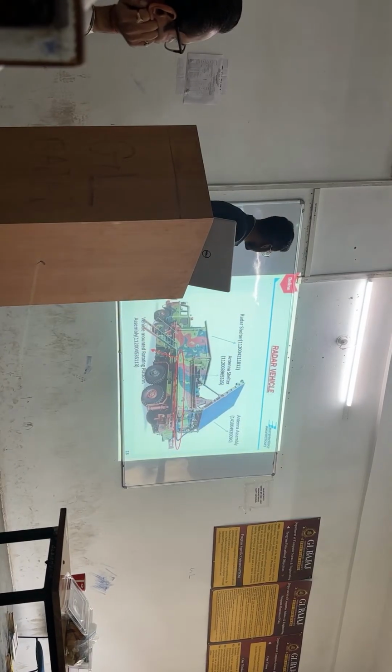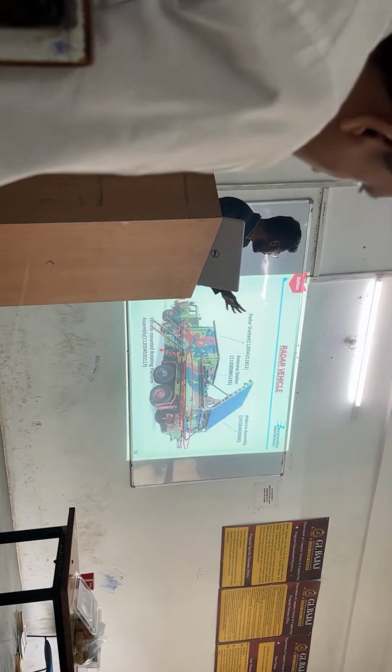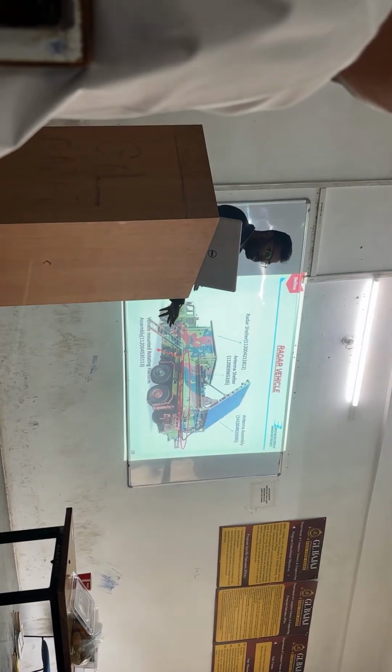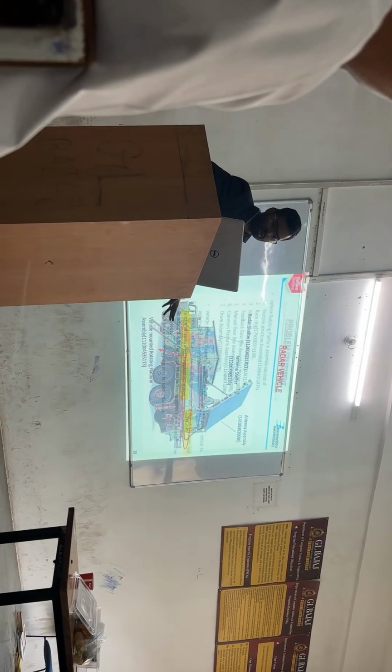So this is the configuration of the radar vehicle. It has majorly 4 subsystems, including the radar shelter, antenna assembly, and vehicle mounted rotating platform assembly. And this is the major area of concern on which this case study is based.